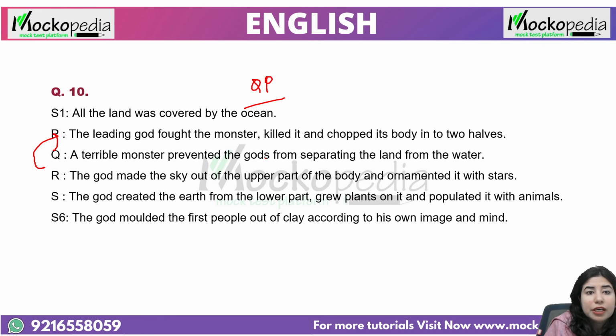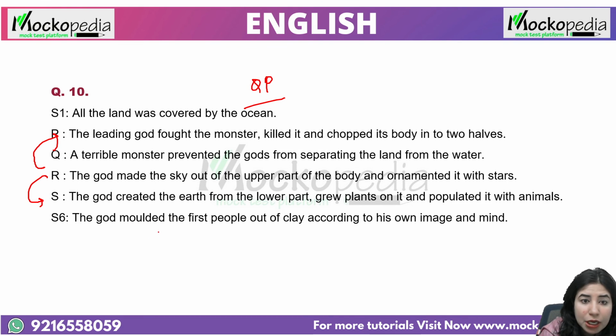And then what did the leading god do? Leading god killed the monster and chopped the body in two halves. So the god made the sky out of the upper part of the body and ornamented it with stars. The god created the earth from the lower part, grew plants on it, and populated it with animals. So then again, as you are reading, you will see R and S show connection, right? The god molded the first people out of clay according to his own image in mind. So what happened on earth is being talked about.